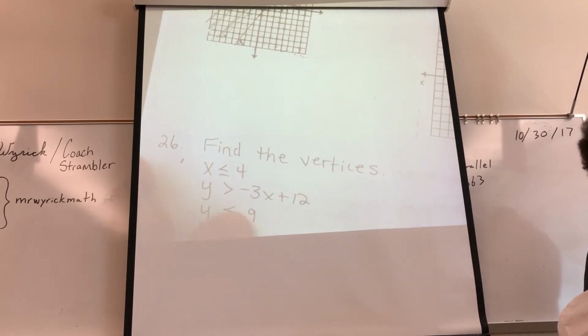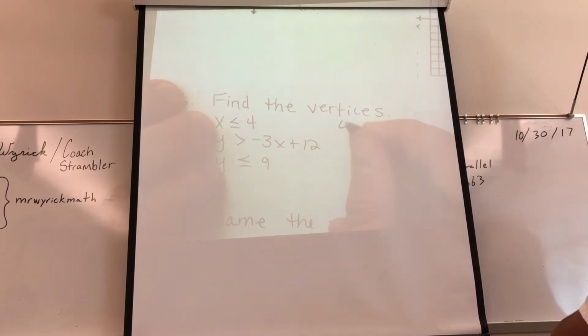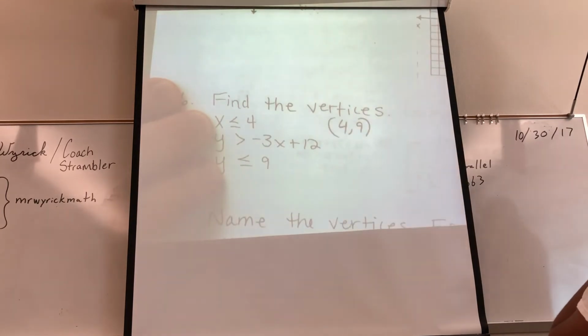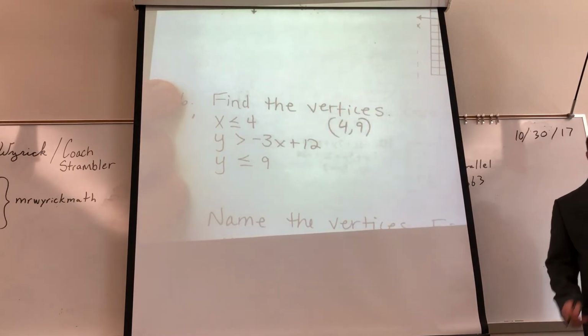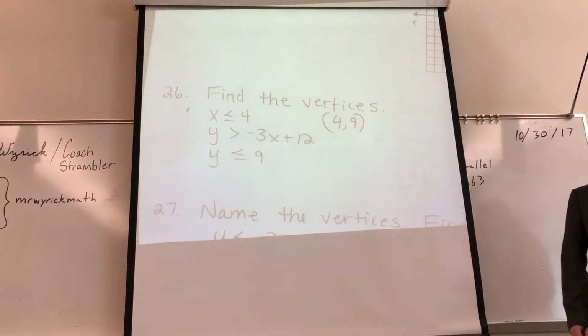On 26, the vertices, again, you have to graph them. Or with this one being like y is this, x is this, you could sub those into this equation and be able to find those. And if x is less than or equal to 4 and y is less than or equal to 9, then 4, 9 is going to be one of my intersections. Very simply. This one is a system of inequalities.